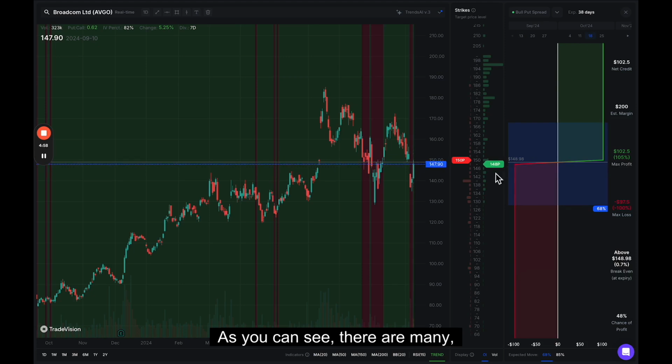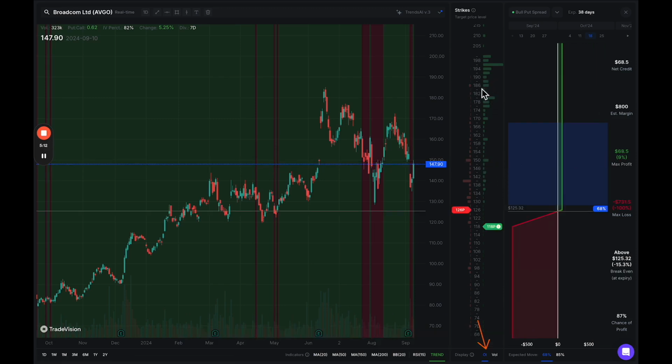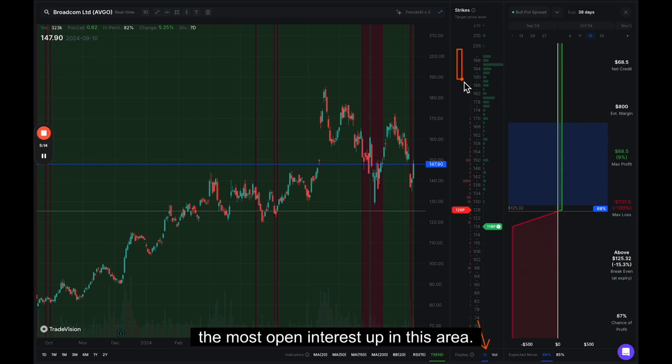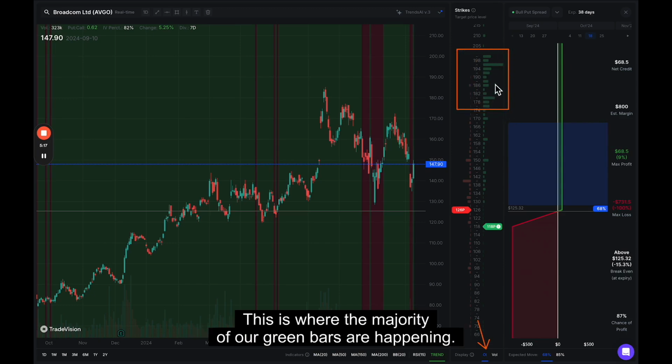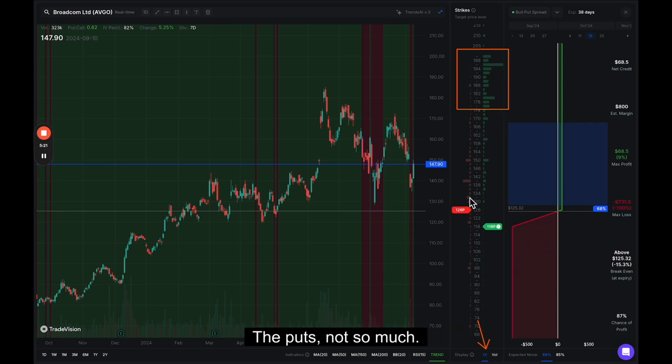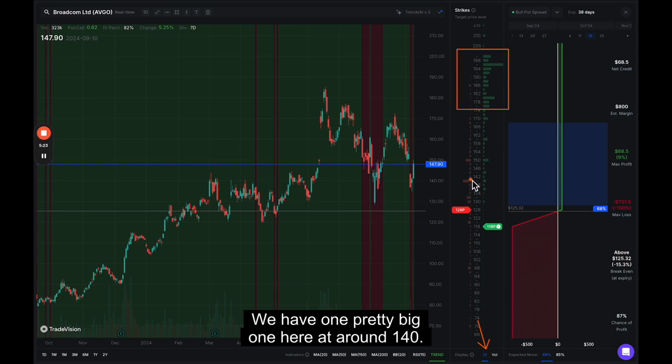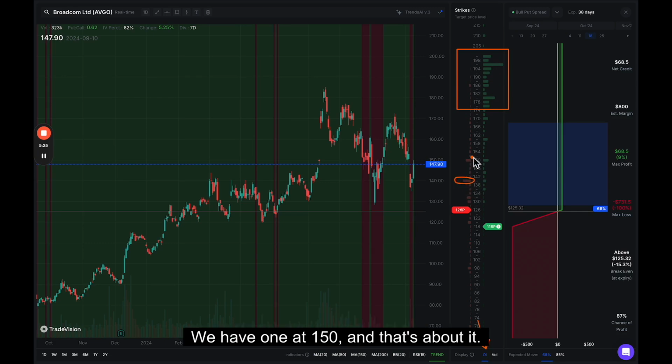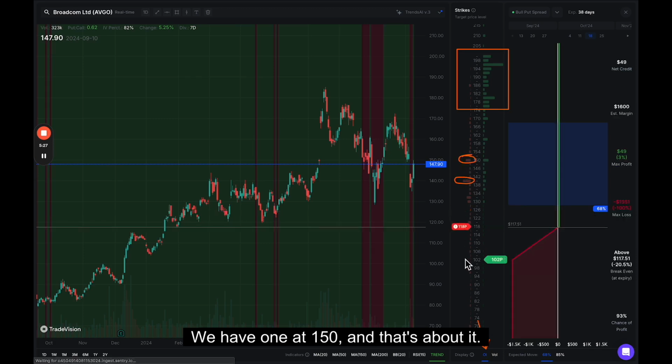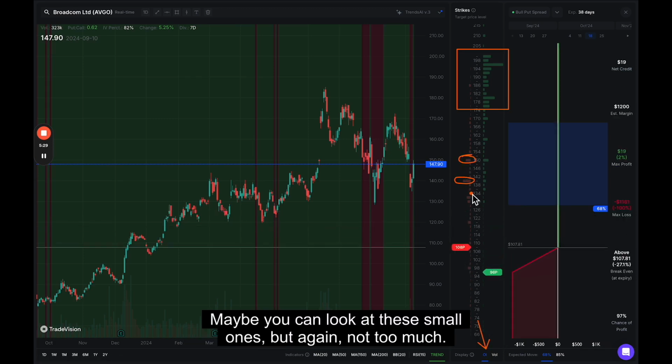As you can see, there are many strike prices. I'm currently displaying the open interest, so I want to see how much open interest these puts have. So the calls have the most open interest up in this area. Okay, this is where the majority of our green bars are happening. And the puts, not so much. We have one pretty big one here at around 140. We have one kind of about 150. And that's about it. Maybe you can look at these small ones, but again, not too much.